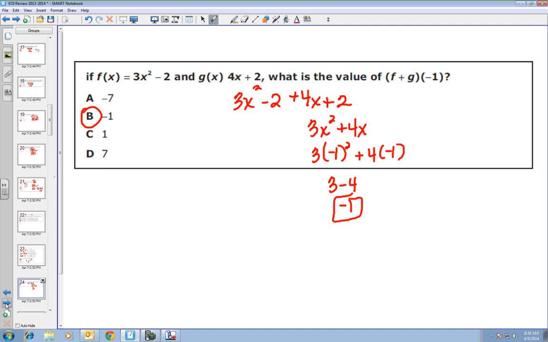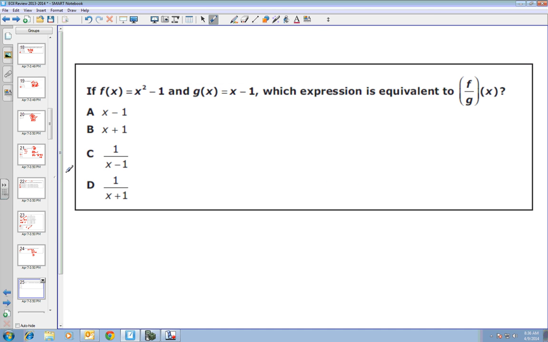Okay, next one. If f of x equals x squared minus 1 and g of x equals x minus 1, which expression is equivalent to f divided by g? So this says, okay, put my f equation on top and my g equation on bottom, and then I have to simplify. Okay, can I start canceling out my x's and my 1's? Can I? That's like saying 3 minus 2 is 1 minus 2, cancel out my 2's. Remember, we can't do that.